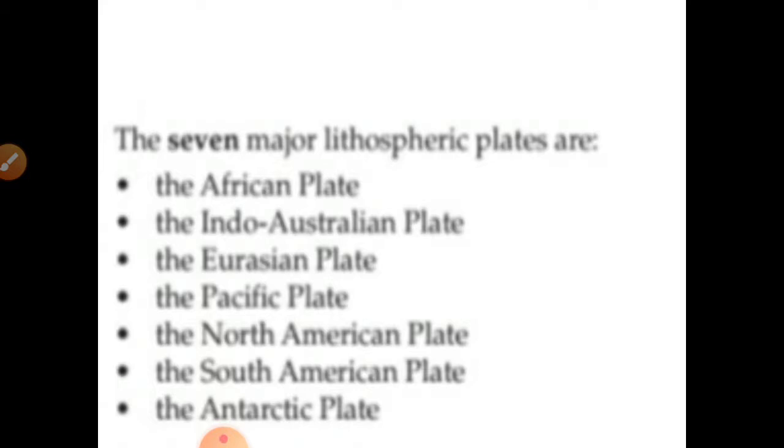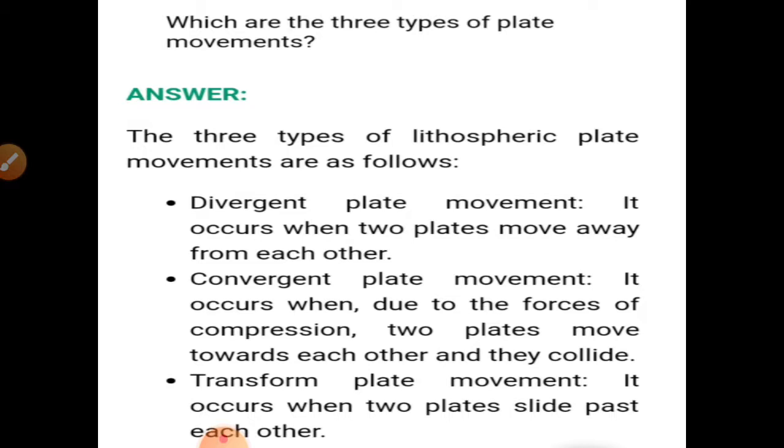Now we have question number 2, which is: what are the 3 types of plate movement? Students, the answer to this question is: the 3 types of lithospheric plate movement are as follows. Divergent plate movement occurs when two plates move away from each other. Convergent plate movement occurs when, due to the force of compression, two plates move toward each other and collide. Third one is transform plate movement, which occurs when two plates slide past each other.